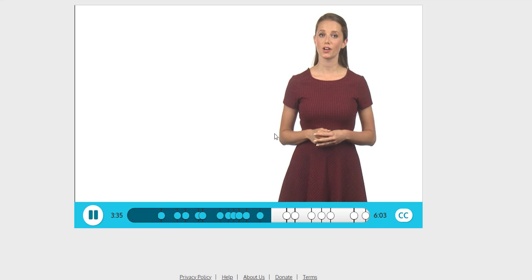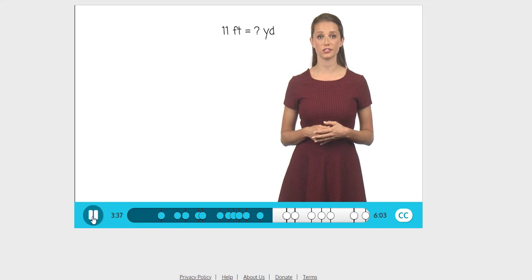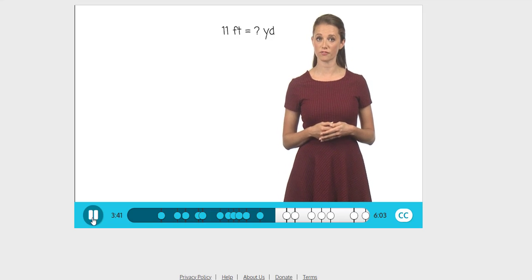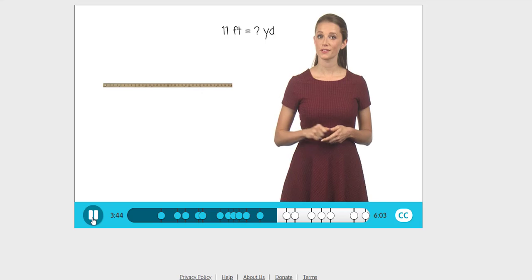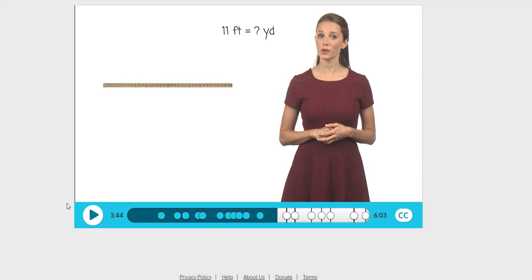Let's try another one. We'll convert 11 feet to yards. First, let's find an equivalent factor in yards for our unit 1 foot. I'm going to let you watch this part on your own, okay? So I hope this helps. You can always rewatch the videos if you get stuck.